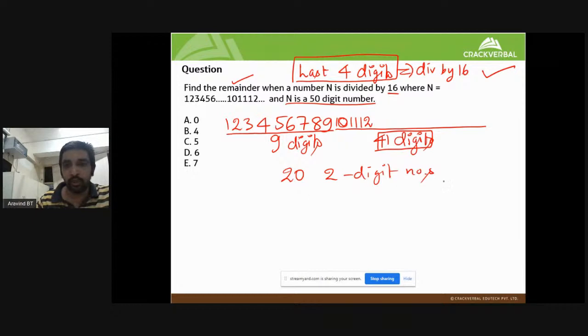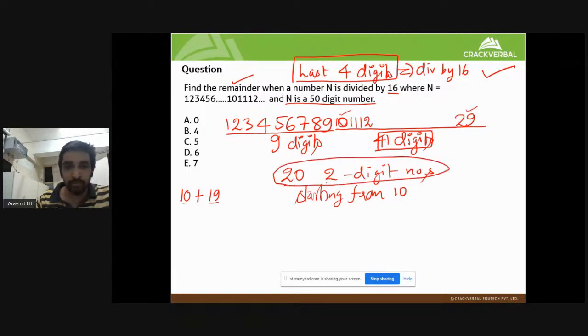I'll require 20 2-digit numbers starting from 10. Therefore, what is the 20th 2-digit number? It's very easy. You just have to add 19 to 10. 10 plus 19 will be 29. So 29 is the 20th 2-digit number. So starting from 10 till 29, you can conclude that you have 20 2-digit numbers.